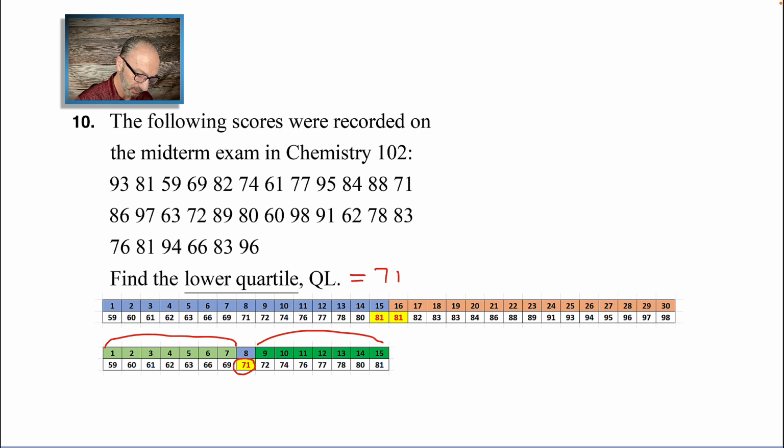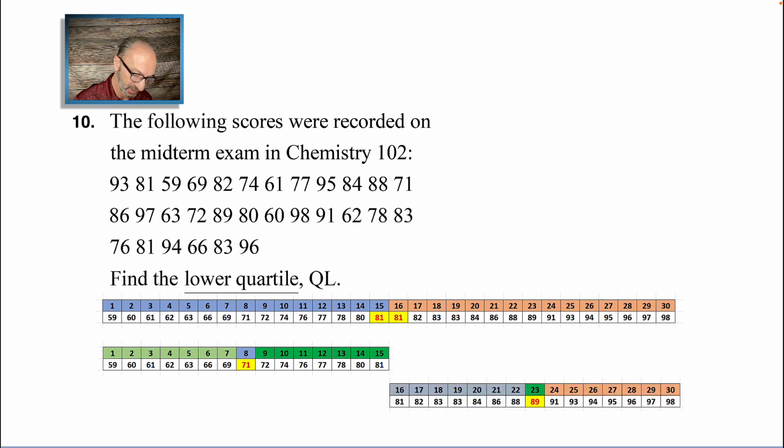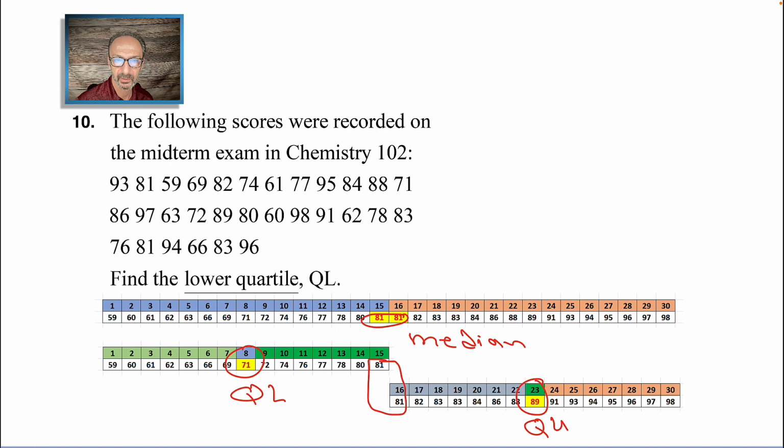Let's continue more since we are into the problem. This would be the upper quartile, 89. 71 is the lower quartile, and 81, we just talked about it earlier, which is the median. I think that should do it for number 10.